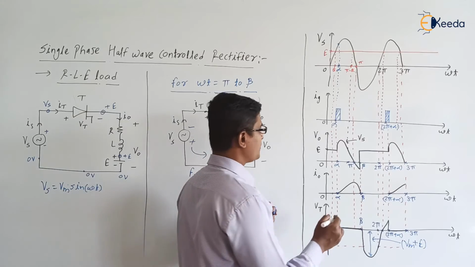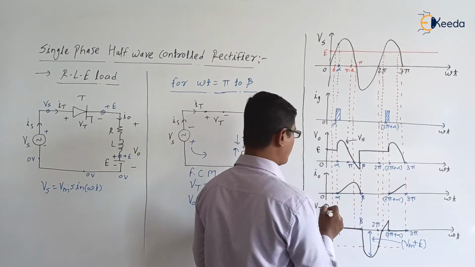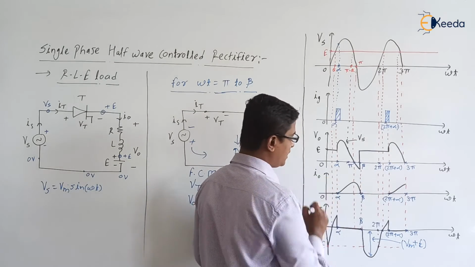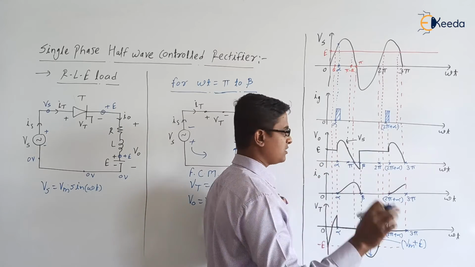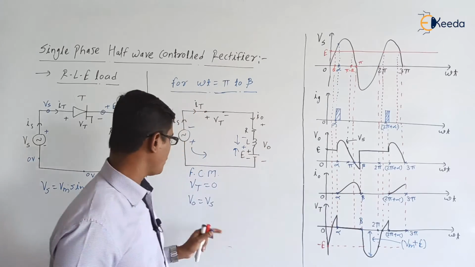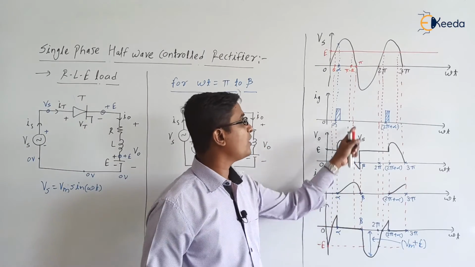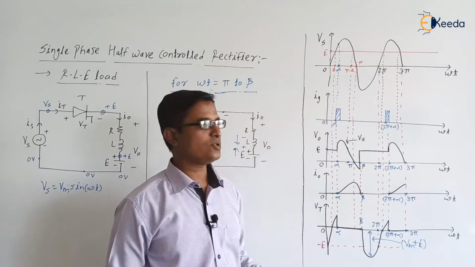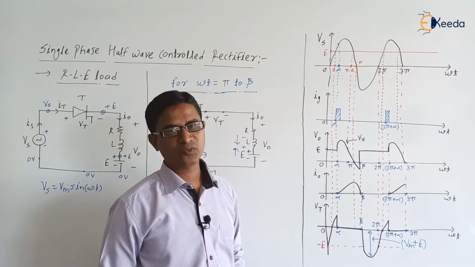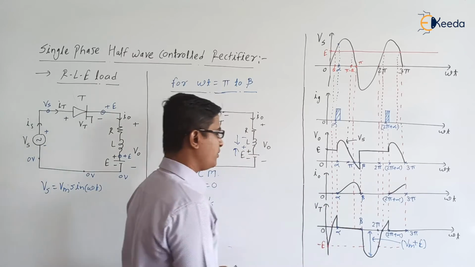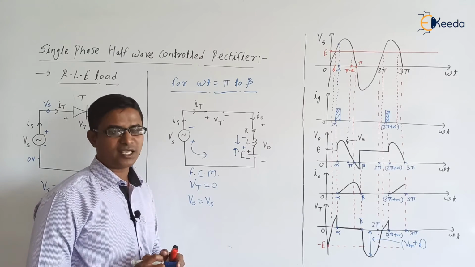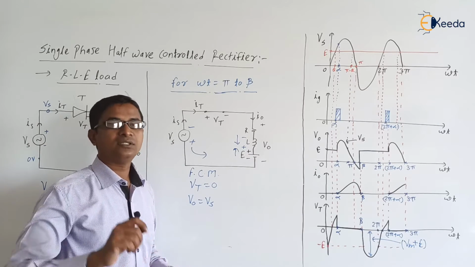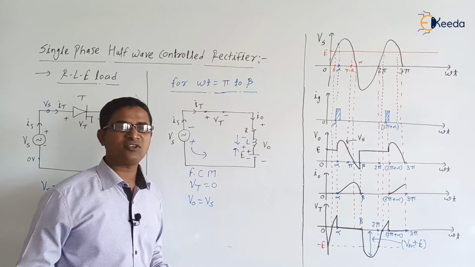If you check, after omega t is equal to pi, I0 is decreasing till beta, where the inductor releases all its energy. What is V0? V0 will be the same as the supply voltage. From pi to beta, Vs is negative, so V0 is also negative. Next, what is Vt? Vt is equal to 0 volt, because the thyristor is acting as a short circuit.